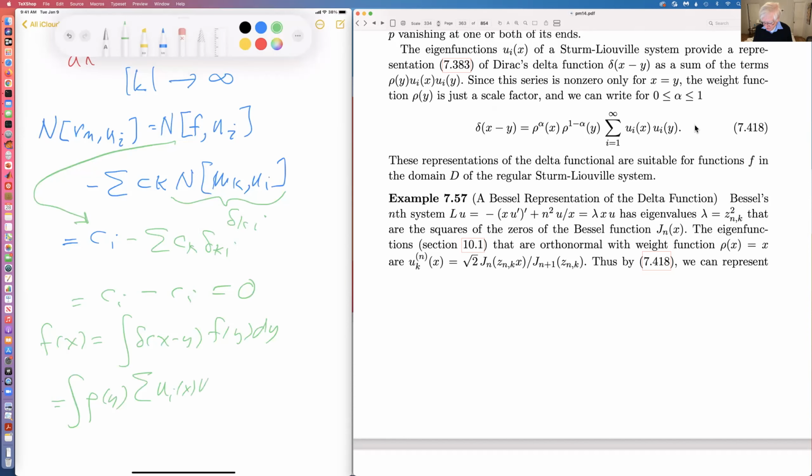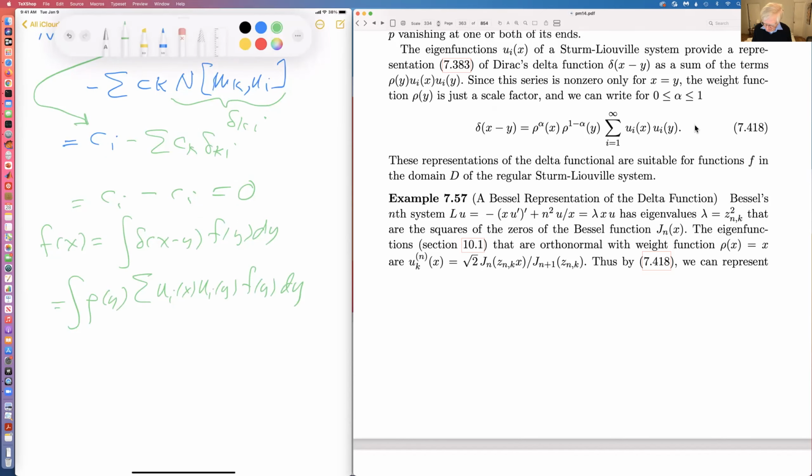Sum ui of x, ui of y, f of y dy. I think I've got that right. Okay, so what does this tell us? Well, these integrals, rho of y, ui of y, f of y dy, is something that depends only on i. And so this is a sum ci ui of x, where ci is equal to the integral rho of y, ui of y, f of y dy.